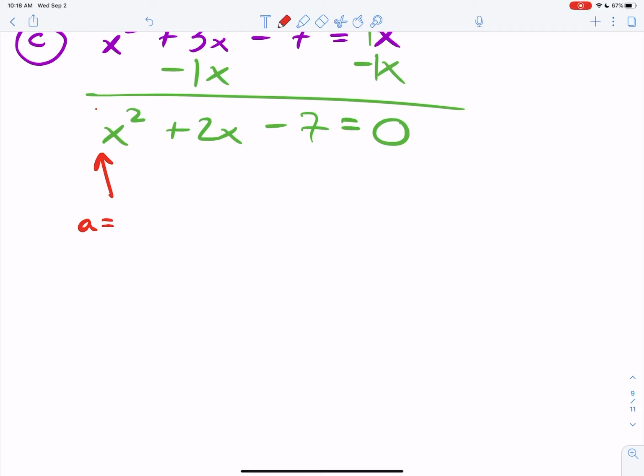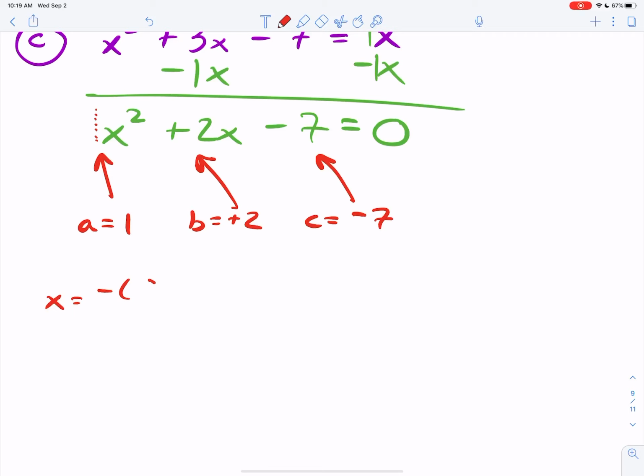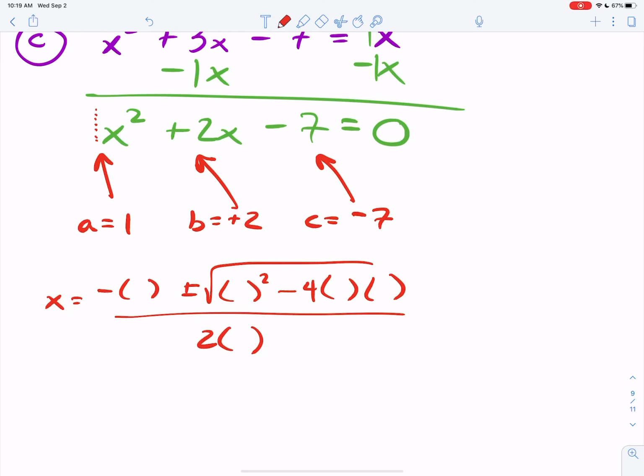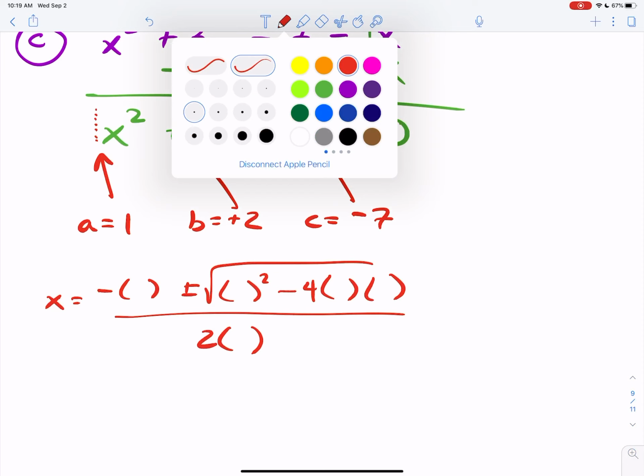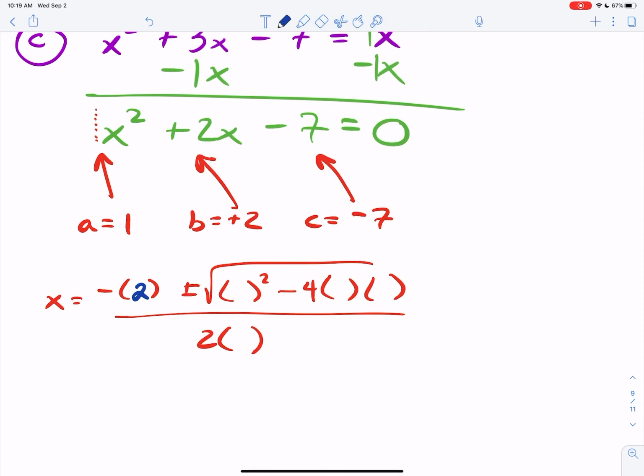It's that invisible 1. Okay, b is a positive 2, and c is a negative 7. All right, here we go. X equals negative b plus or minus the square root of b squared minus 4ac all over 2a. Color coordinate if you guys can. X equals negative b plus or minus square root of b squared minus 4ac all over 2a.